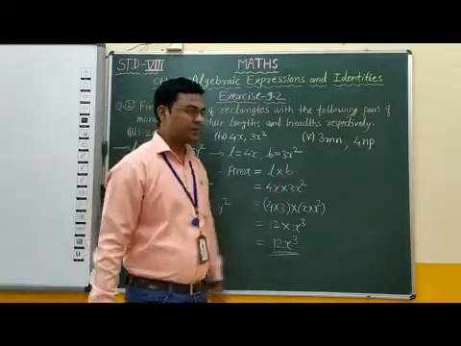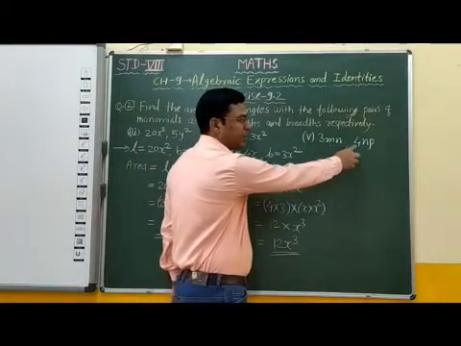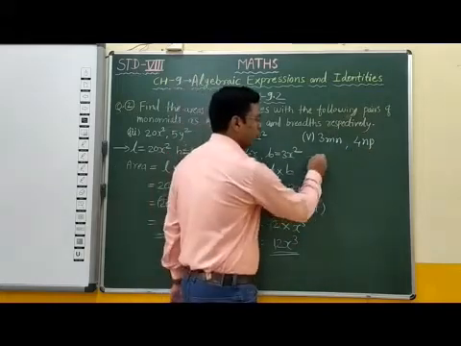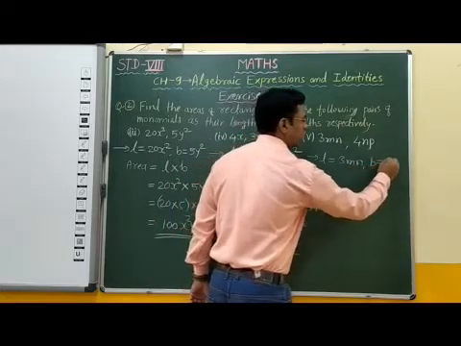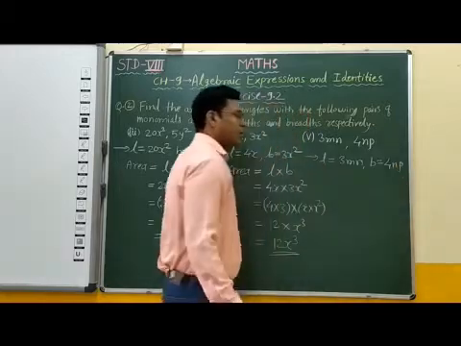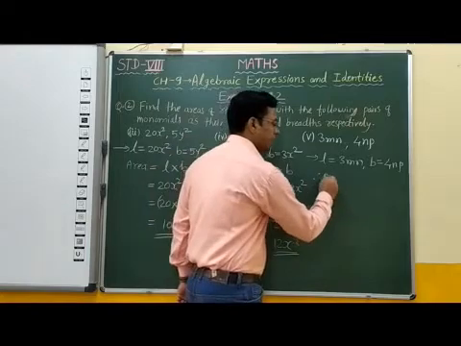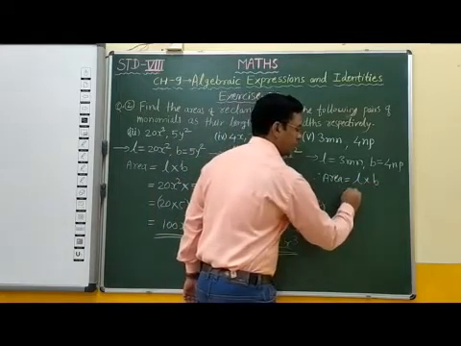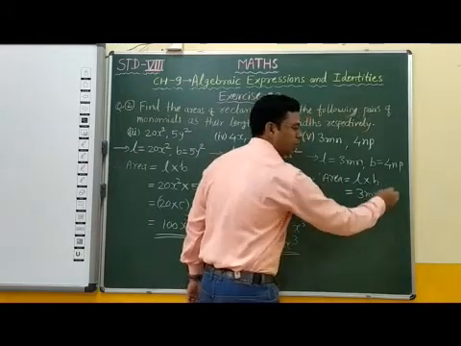Now next question. In this question, first monomial 3mn, second monomial 4np. Therefore here L is equal to 3mn, B is equal to 4np. Now we have to find out the area of a rectangle. Therefore area is equal to L into B. L is equal to 3mn, B is equal to 4np.